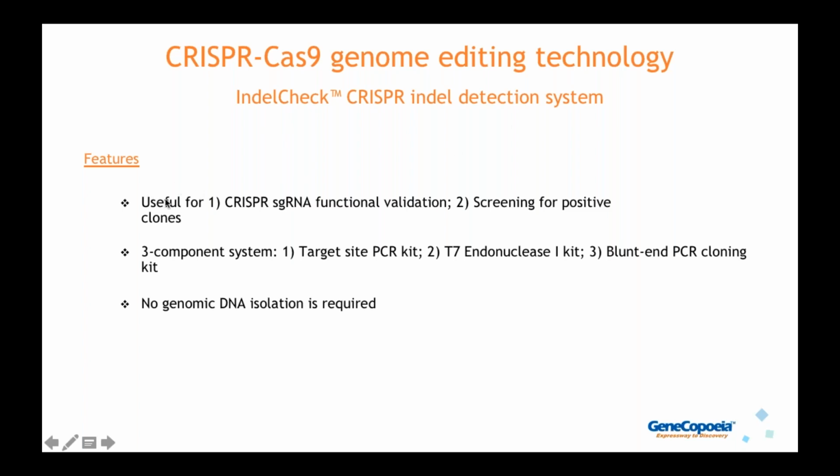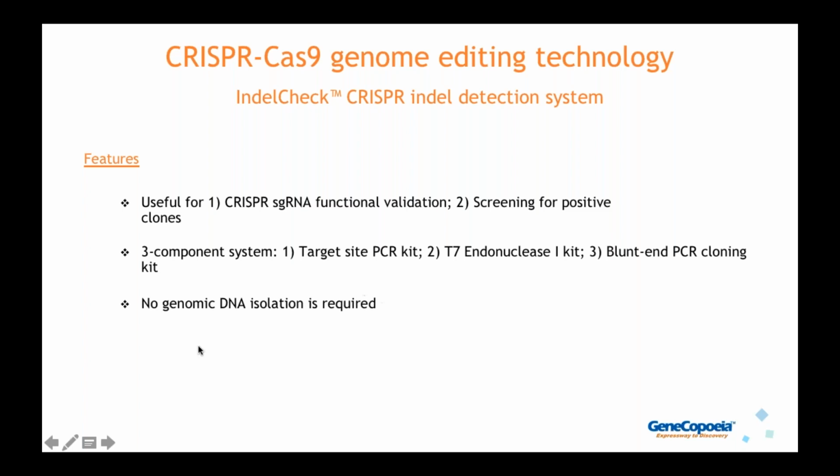And so this system is highly useful mainly for two functions. One is, as I'm talking about right now, CRISPR single guide RNA functional validation, and also screening for positive clones. This is a three-component system. The first is the target site PCR kit, which provides a high-efficiency Taq DNA polymerase for amplifying your target region. The next component, the most critical component, is the T7 endonuclease 1 kit. And the third component is the blunt-end PCR cloning kit that I just talked about, the Smart Join kit.